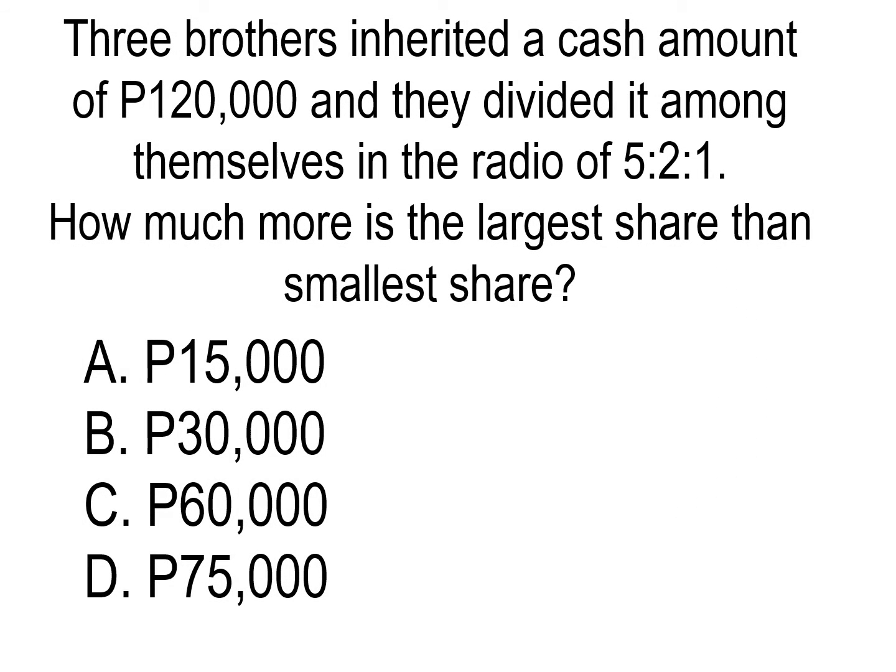Next problem. Three brothers inherited a cash amount of 120,000 and they divided it among themselves in the ratio of 5:2:1. How much more is the largest share than the smallest share? The answer here is 60,000 pesos.